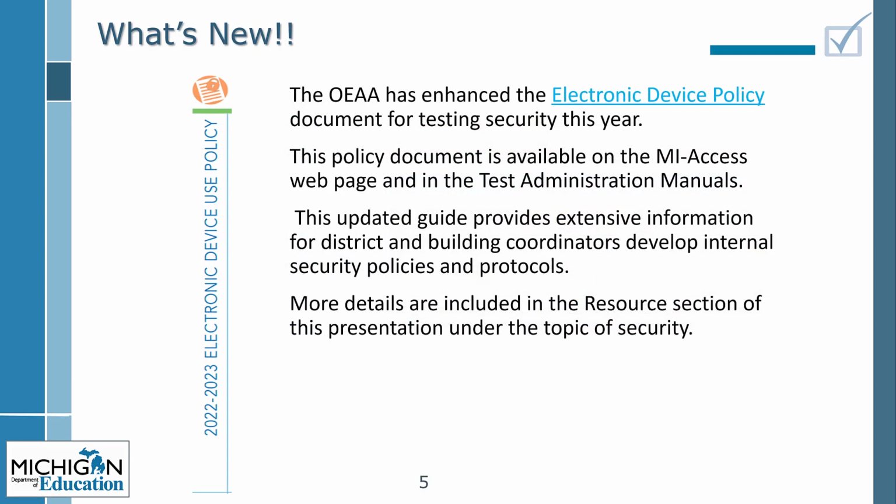The OEAA has enhanced the electronic device policy document for test security this year. This policy document is available on the My Access webpage and in the test administration manuals. This updated guide provides extensive information for district and building coordinators who develop internal security policies and protocols. More details are included in the resource section of this presentation under the topic of security.